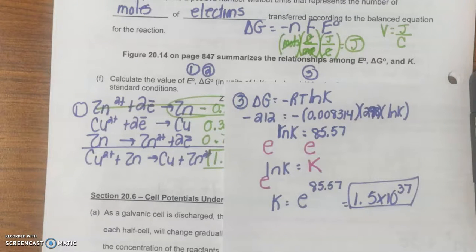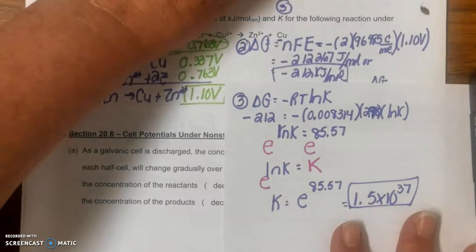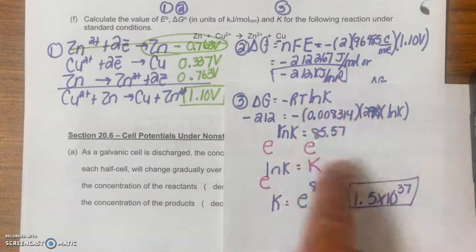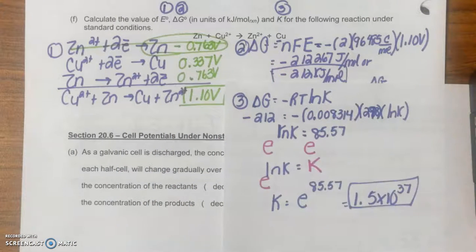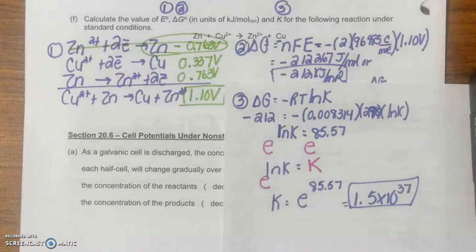Really large K. So through all of these three equations, I was able to go from E to delta G to K. And there's a way that we can show this, and I'm going to write this here. Let me pull all this over here, in this corner. All of the equations are related to each other.